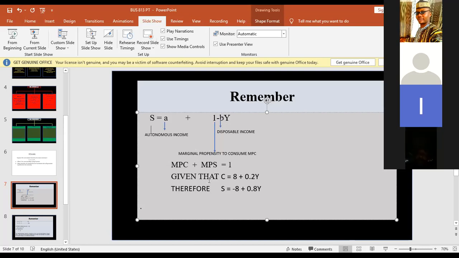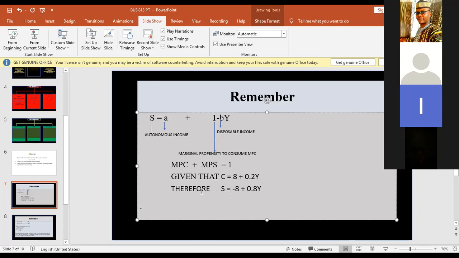So in other words, given that C, as we have in the equation, is 8 plus 0.2Y, automatically, when you take 0.2 from 1, you have 0.8. That means you are applying this formula. Bring it back to what you have here. Everything still stays the same. The only difference now is that that constant, this your autonomous income, becomes negative. Why? Because you cannot save money that you borrow. You cannot save money that you went to beg. It is not part of your income. So therefore, it becomes negative.